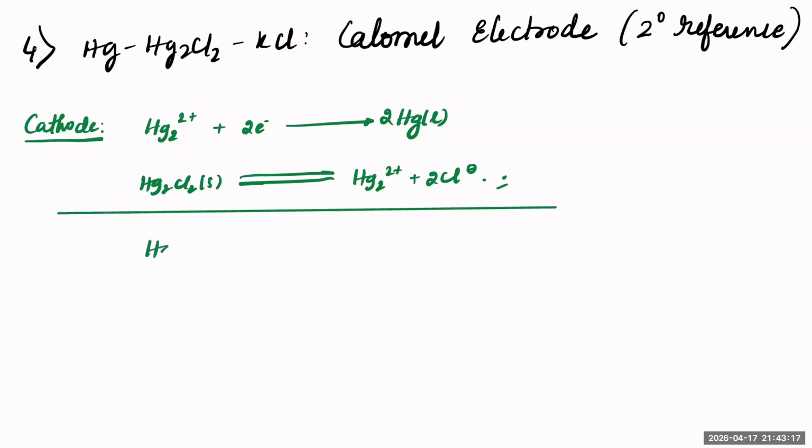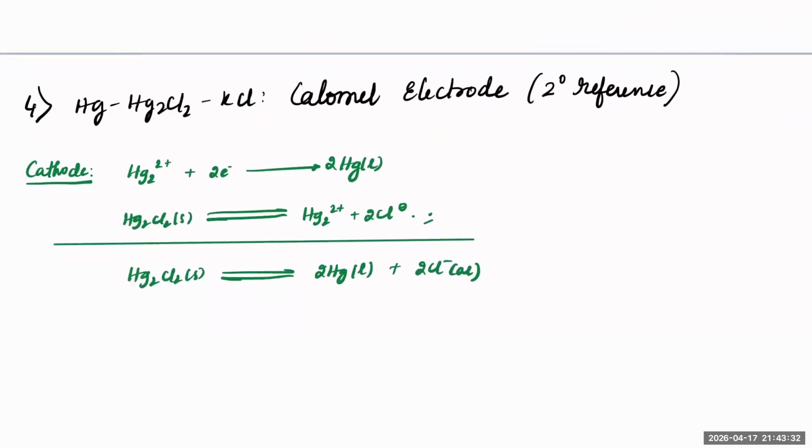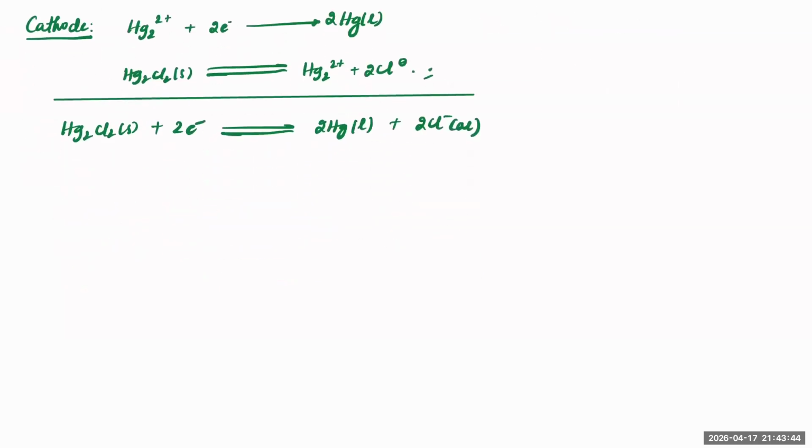So what do we get? We get Hg2Cl2 solid in equilibrium with 2Hg liquid plus 2Cl minus aqueous. So this will be the cathodic value, accepting two electrons. Sorry, I have to represent that also with two electrons. This is the cathode one. E of reduction will be equal to E naught of reduction minus 0.0591 by 2 log of Cl minus concentration power 2.